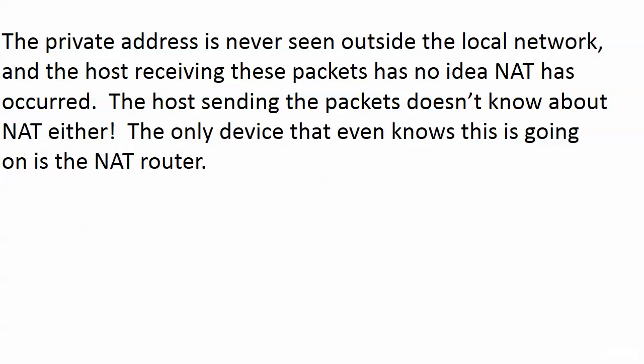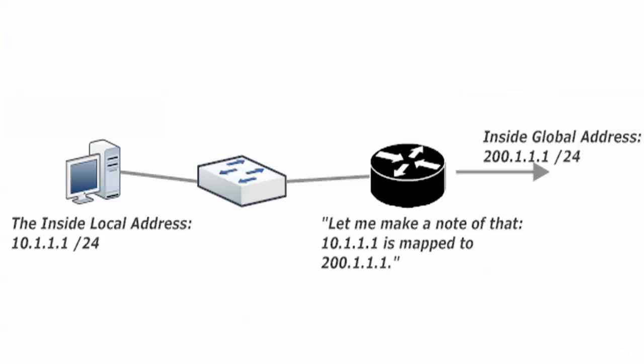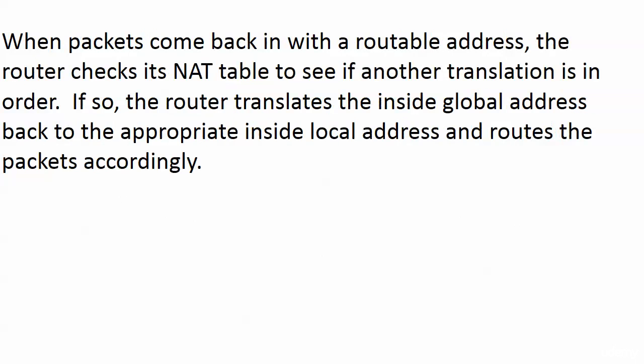Now, the private address is never seen outside the local network. And the only device that even knows what's going on here is that router. The host at 10.1.1.1 doesn't know that NAT is taking place, could not care less. Whoever's receiving these packets on the other end of the communication could not care less. The only device that even knows what's going on is the NAT router. And when I say NAT router, I'm not talking about some highly specialized piece of equipment. Almost any Cisco router is going to perform NAT. Not every single model, but most of them will.